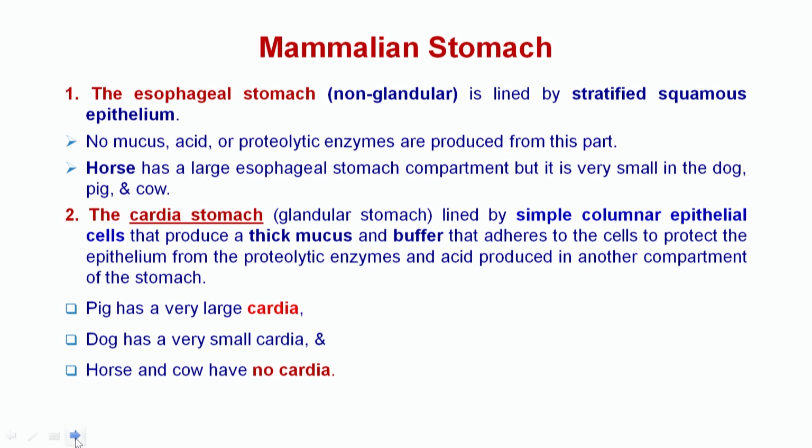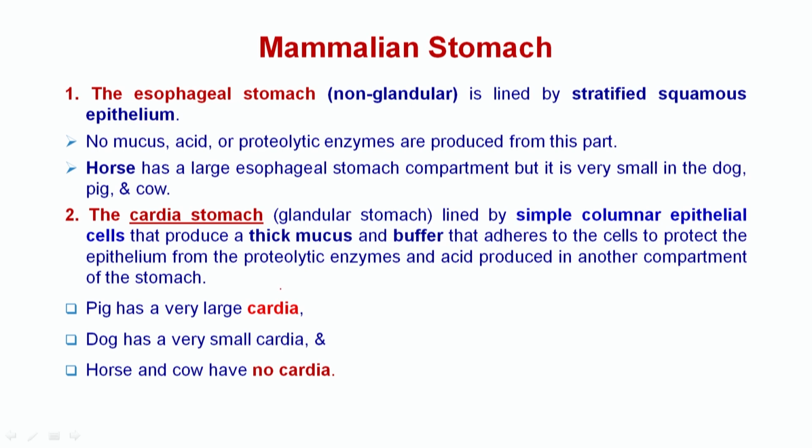The second part of the stomach is the cardiac stomach. The cardiac stomach is a glandular stomach. It is lined by simple columnar epithelial cells that produce a thick mucus buffer that adheres to the cells and protects the epithelium from the proteolytic enzymes and acid produced in another compartment of the stomach.